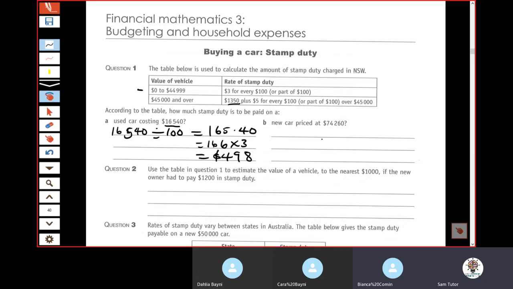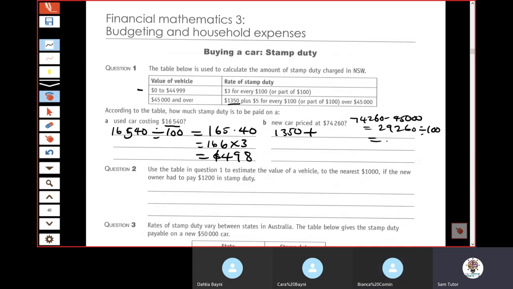It's a new car, 74,000. Well, you get charged $1,350 straight away, plus $5 for every $100 over 45,000. So the first thing you've got to work out is how much you're over. Don't forget, don't confuse the two. Tax was for every dollar over, which was a little bit easier to work out because you didn't have to divide by 100. But too bad. Divide by 100.